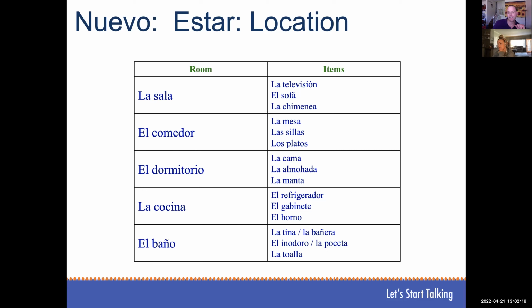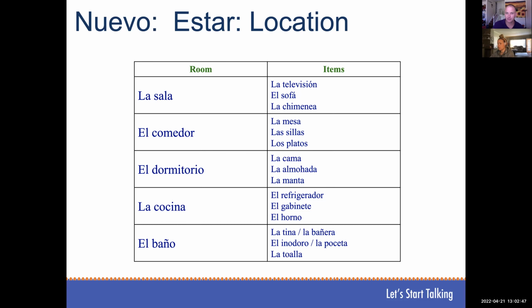Y el refrigerador, el gabinete y el horno están en la cocina. ¿Qué significa el horno? The oven. Oven, okay. La tina, la bañera. La tina o la bañera, it's the same thing. El inodoro y la toalla están en el baño.